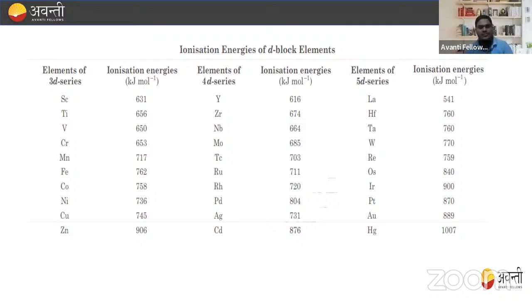Similarly, if I'm talking about the 4d elements, they have ionization enthalpies like 416, and so on, and La has an ionization enthalpy of 551, Hf has 761. Because in La and Hf, we have the 14 f electrons, their size becomes so small that ionization enthalpy will increase. So this is the data we get for the elements of the 3d series, 4d series, and 5d series, and their ionization energy.